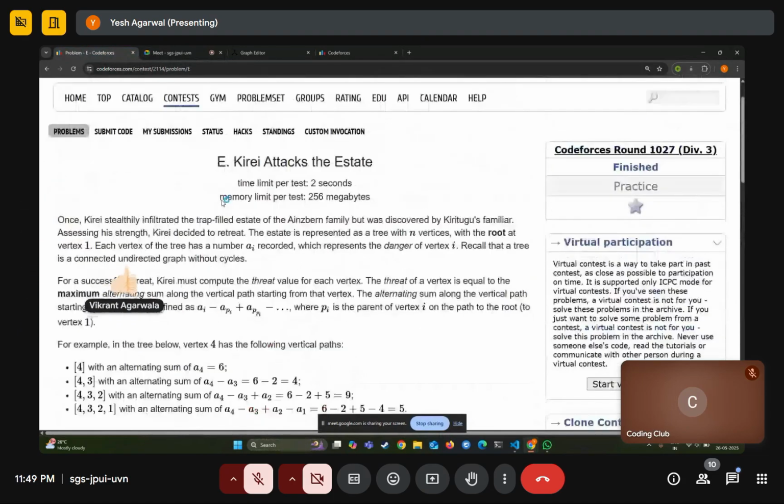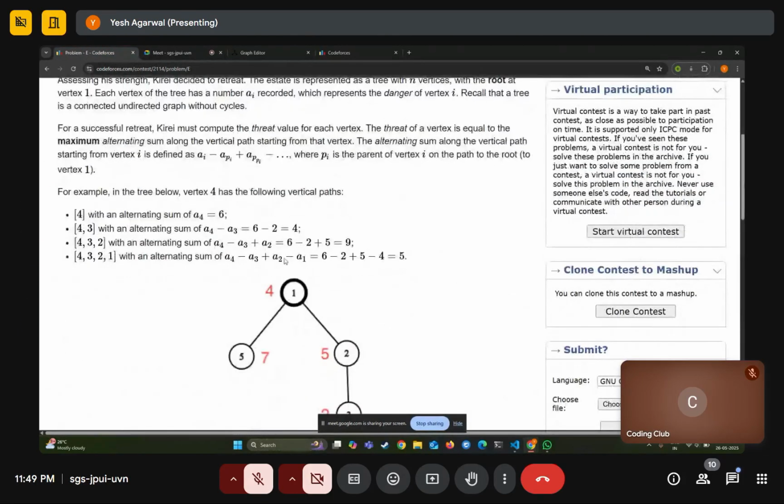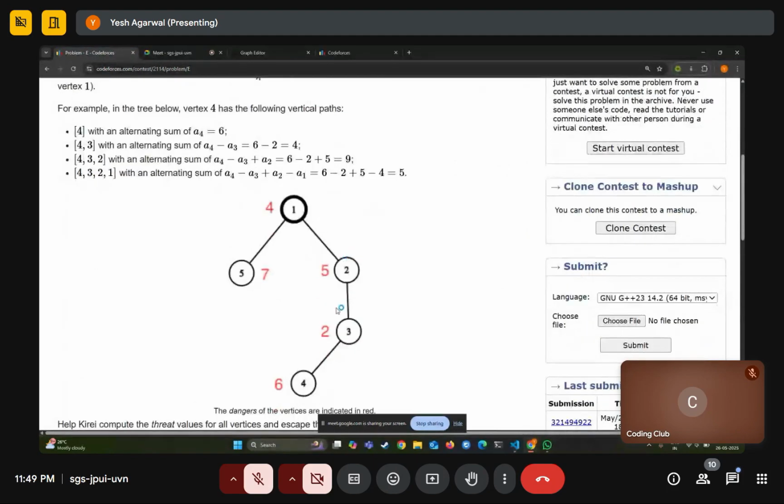So let's start. What this question number E is stating is that for any point in a tree that will be given to you with a set of values, each node will be assigned a value. So there will be a path from that vertex to the root. You will do an alternating summation, for example, let's take 3 into consideration. We will be doing 2 minus 5 plus 4, something like that.